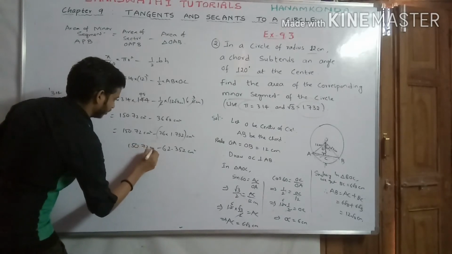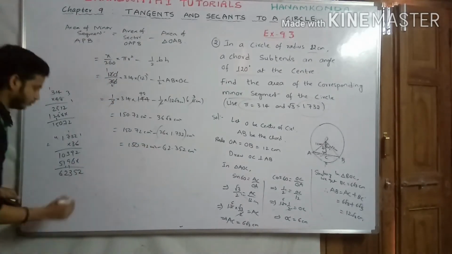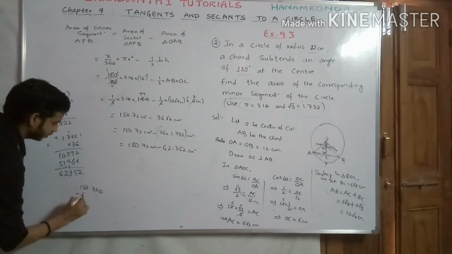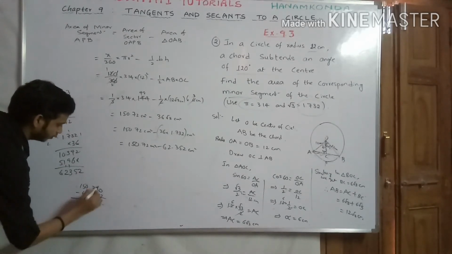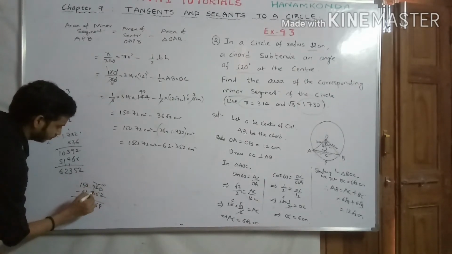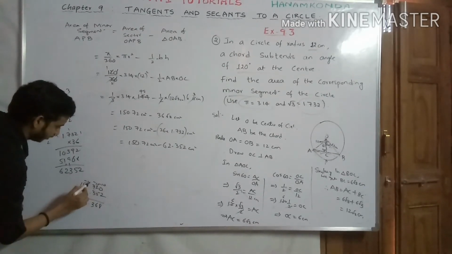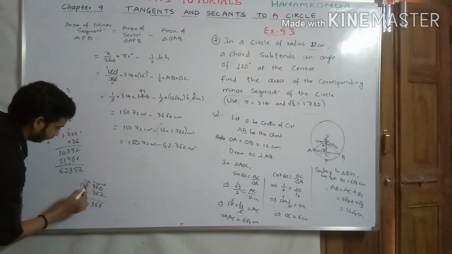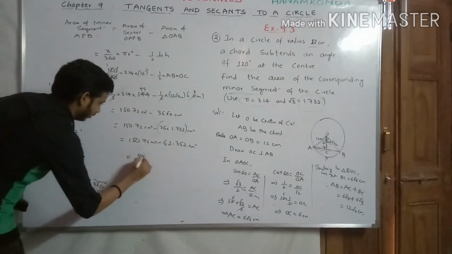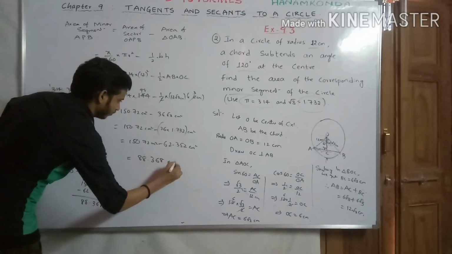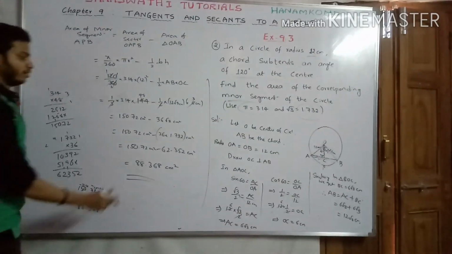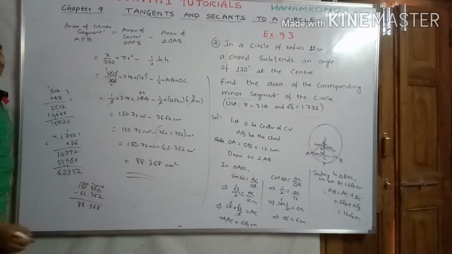So 150.72 centimeters square minus 62.352. Okay, so 150.720 minus 62.352. 10 borrow, 10 minus 2 is 8. Again 11 minus 5 is 6. Okay, 6 minus 3 is 3. Similarly 10 borrow, 10 minus 2 is 8. Then 14 minus 6 is 8. So 88.368 centimeters square. So this is the area of the minor segment. So the area of the minor segment we have obtained is 88.368 centimeters square. This is the answer.